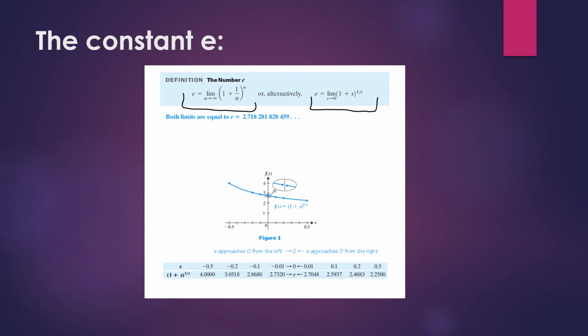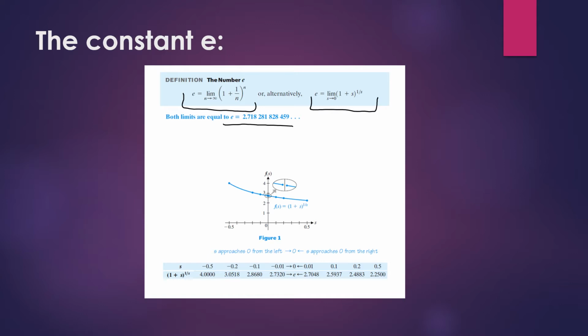Now both of these limits will converge to e equals 2.718281828 and so on. e is an irrational number, meaning we can't represent it by a fraction. The decimal will never end, and it also never repeats. So it's similar to pi in that sense.